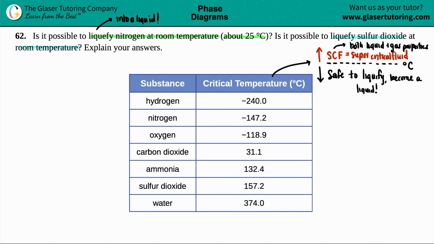And just for remembrance sake, this line is your critical temperature. So anything above your critical temperature, you cannot liquefy, because you would not be a liquid. You would be classified as a supercritical fluid. But anything below that critical temperature, you can liquefy because you can turn it into a pure liquid.